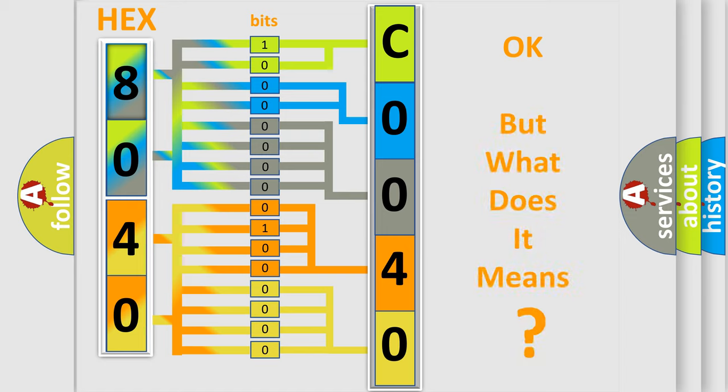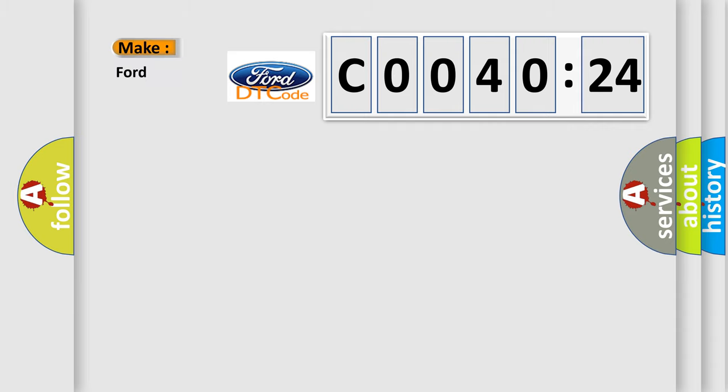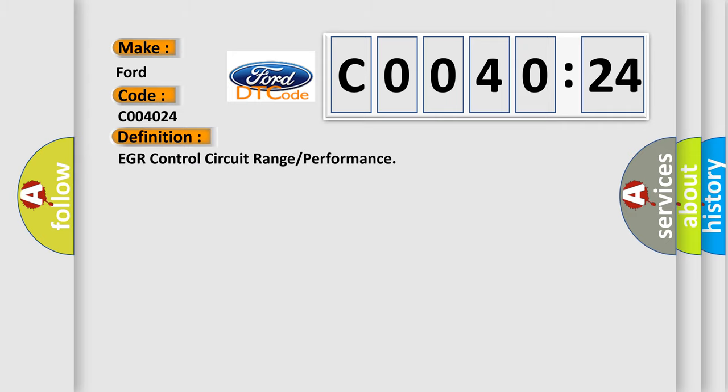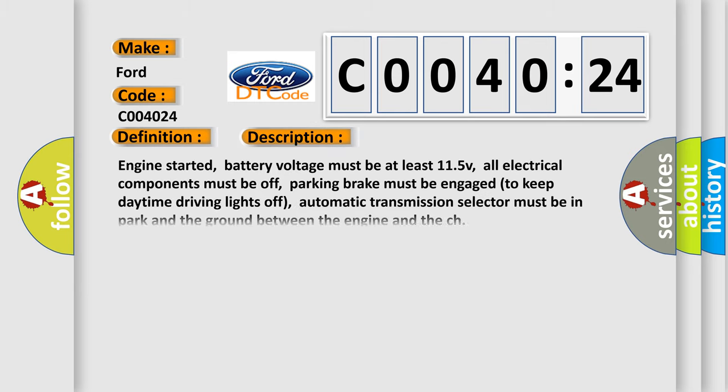The number itself does not make sense to us if we cannot assign information to what it actually expresses. So, what does the Diagnostic Trouble Code C0040-24 interpret specifically for Infiniti car manufacturers? The basic definition is EGR control circuit range or performance. And now this is a short description of this DTC code.